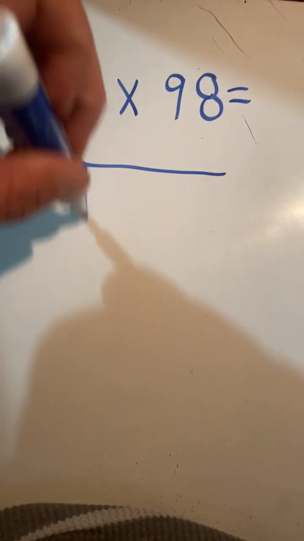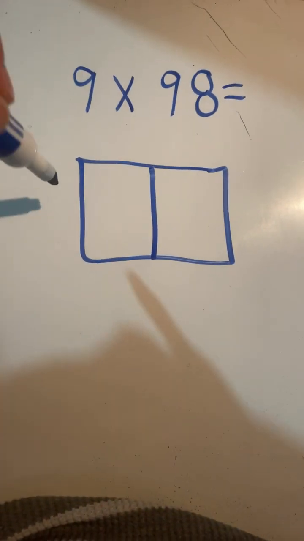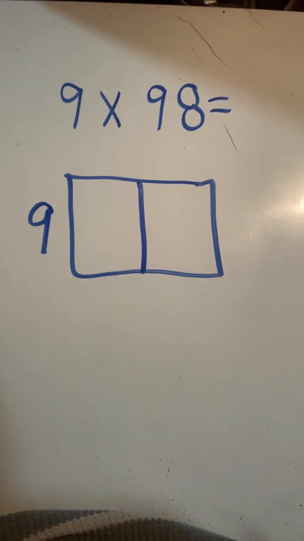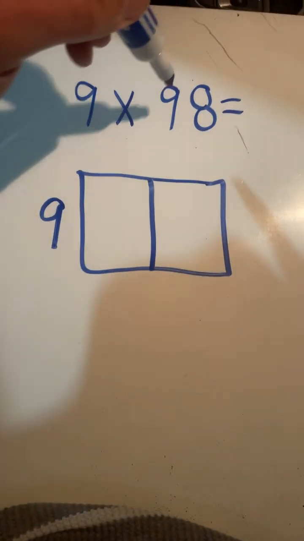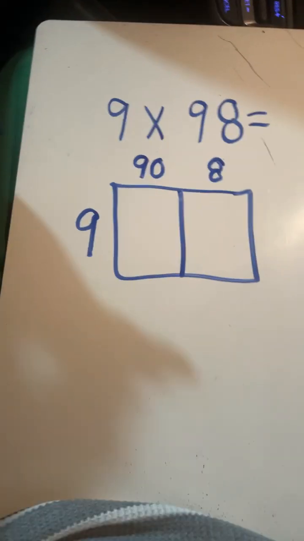This one's a little more challenging here. 9 times 98. Making my area model. Going to break 98 down to expanded form. 9 tens is the value of 90. 8 ones is the value of 8.